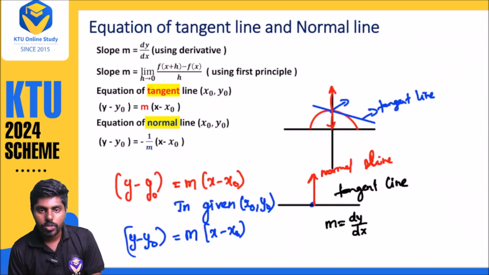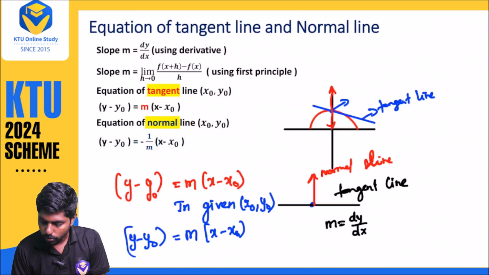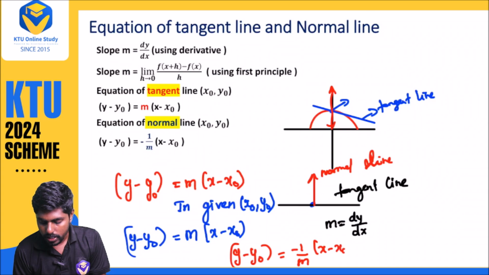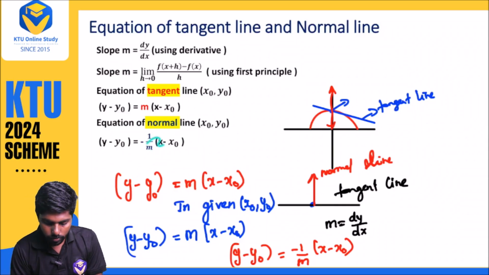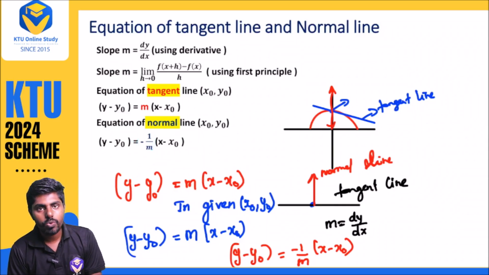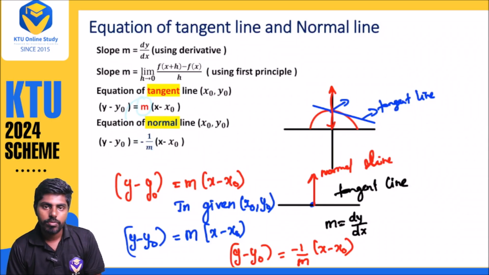So what is the equation of the normal line? For the normal line the slope is minus 1 by m. It is the same formula: the equation of the normal line is y minus y naught is equal to minus 1 by m into (x minus x naught). Same thing. Equation of tangent, equation of normal, same formula. The difference you want to identify is that for the normal line the slope is minus 1 by m, and for the tangent line it is m.